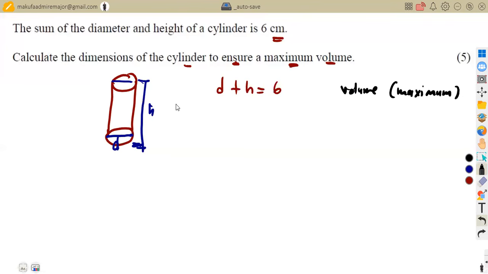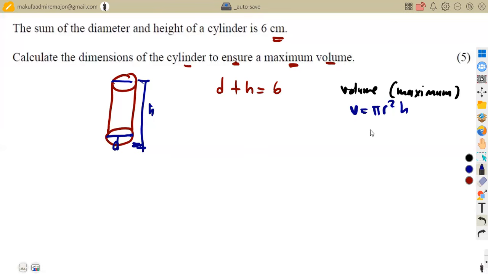Guys, the idea is still the same. For this volume to be maximum, what is the idea? The first derivative of the volume must be equal to zero, but with respect to what? That is the question. The volume with respect to what? As we know, on a normal cylinder, our volume is given by base area times the height, which is pi r squared h.